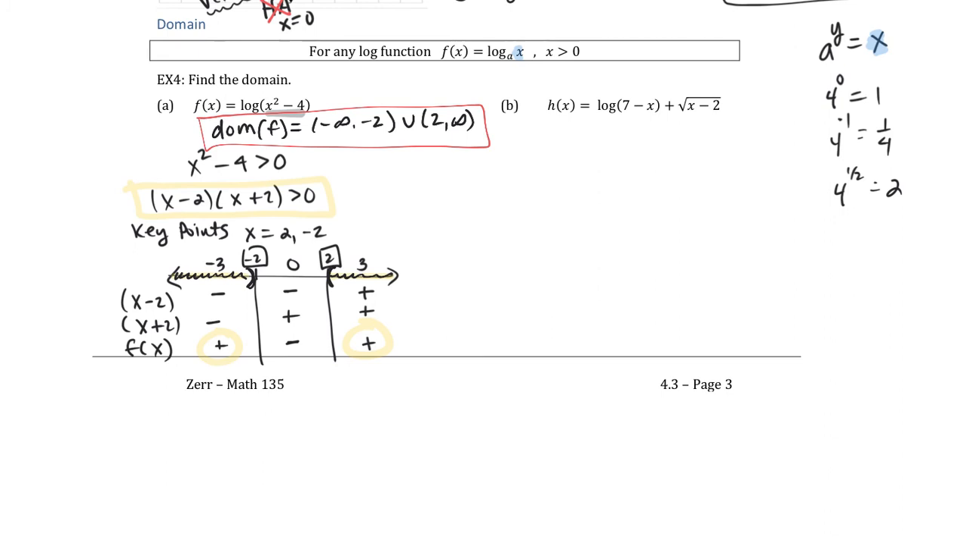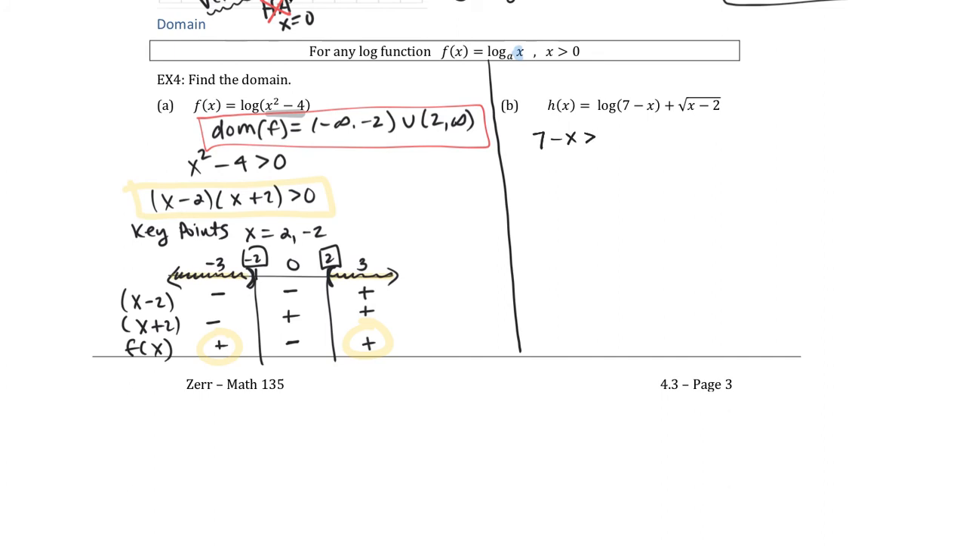Okay, let's try this next one. There's two things going on. We have a square root and we also have a logarithm. So we're going to use those two things working together. Okay, so with a logarithm, the argument needs to be positive, and also when you're taking a square root, you need to be taking the square root of something positive.